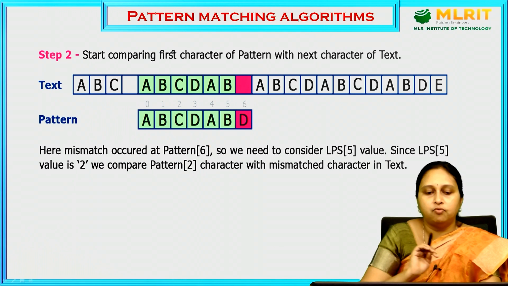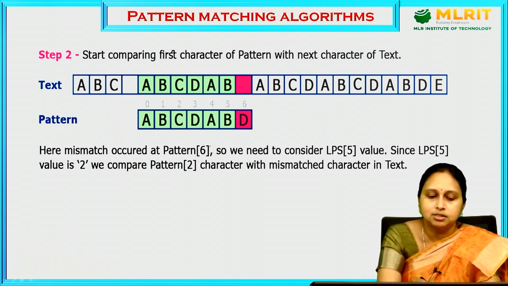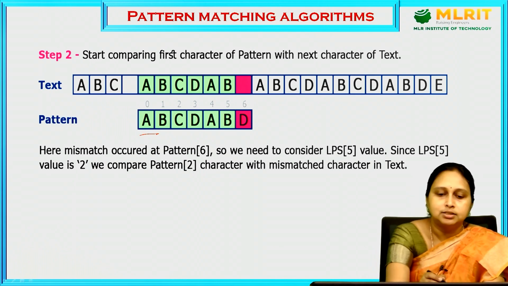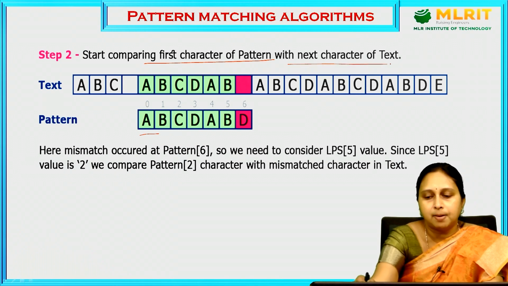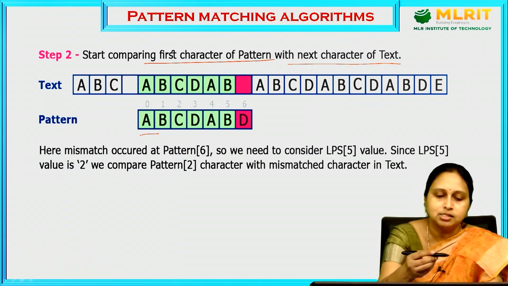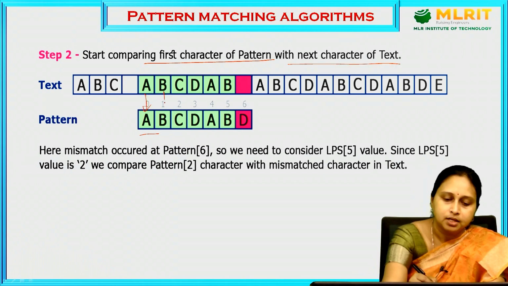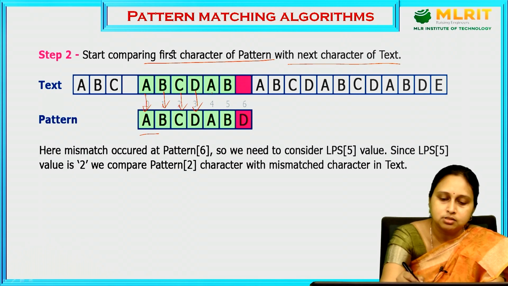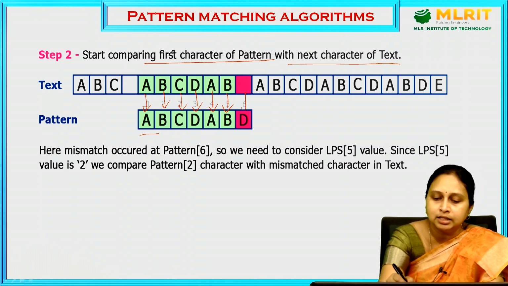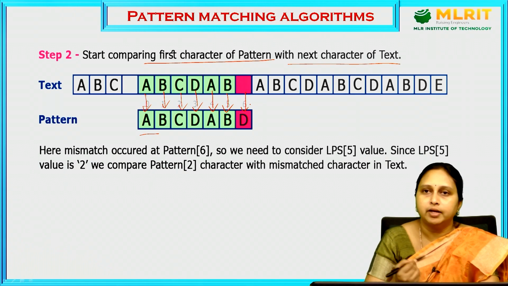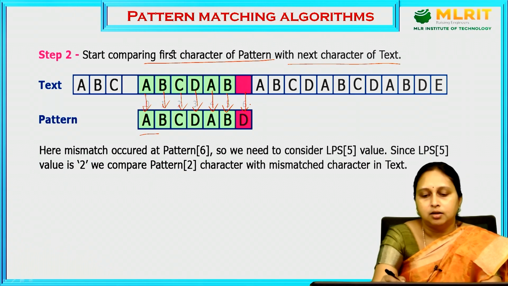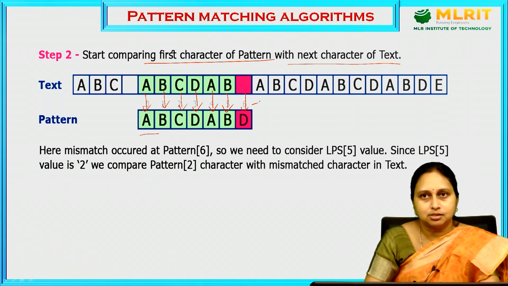Let us see now where it has been started. Let us see the same step we have done. Start comparing again the first character of the pattern with the next character in the text. Again start comparing from here. Both are matching, these are matching, this is matching and this is also matching, and here this is not matching. Now again what do we need to do? The pattern is not matching at index 6.